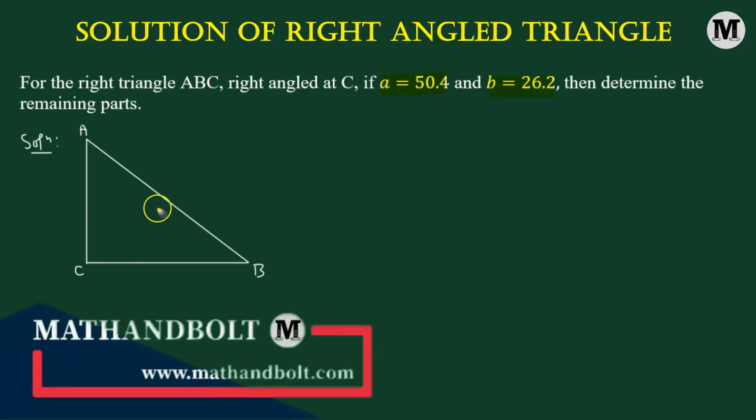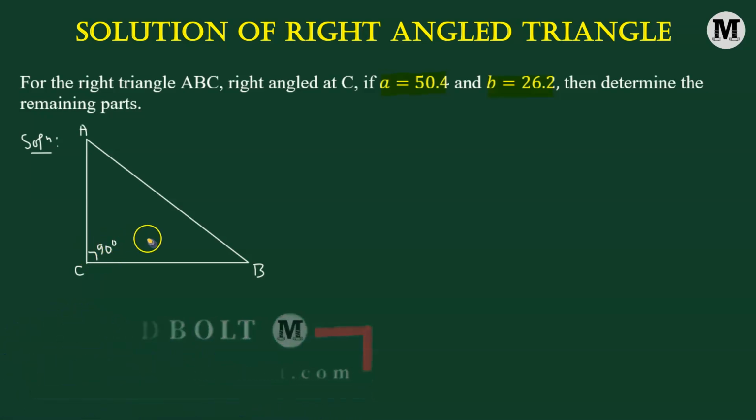So what we have here is a right angled triangle. It is right angled at C. That means angle C measures 90 degrees. Here a and b are given to us. a is going to be the side opposite to angle A, and b is going to be the side opposite to angle B. So let's note that down.